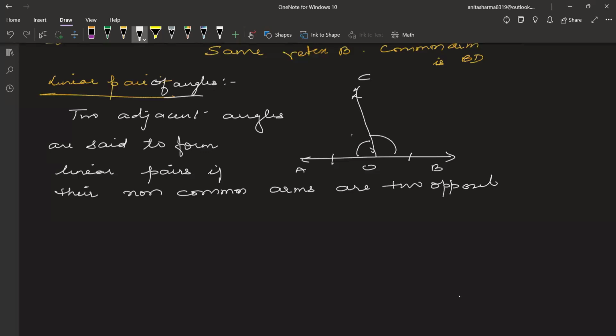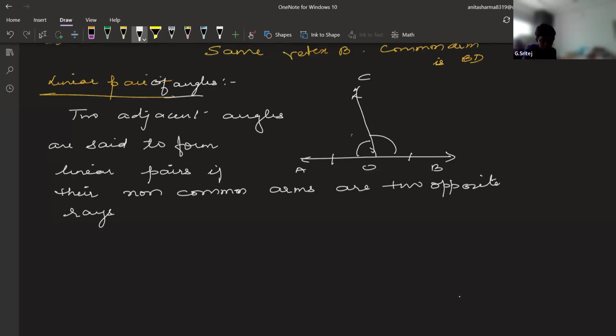Can you tell me what are rays? Ma'am, rays have a starting point and no ending point. Yes, and it can extend only in one direction, right? Yes, ma'am.